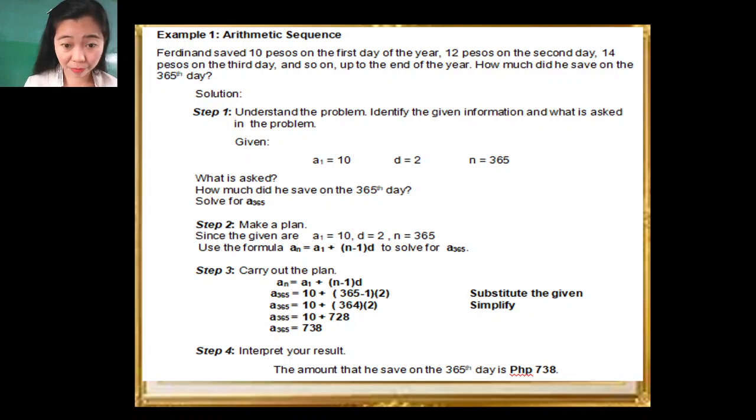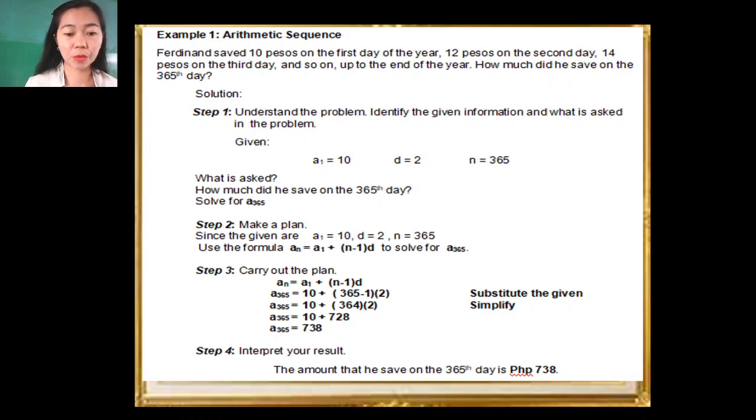Then we are going to simplify. Simplifying first those expression or terms inside the parentheses. And this is 365 minus 1, which is equal to 364. Multiplied by 2, we have 728. Then let us add 10. The sum will be 738. So we have the value for a sub 365, which is 738.